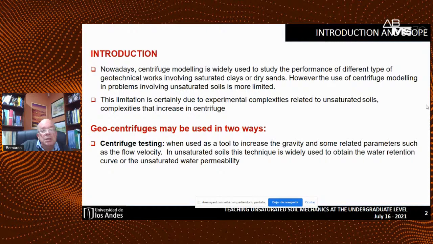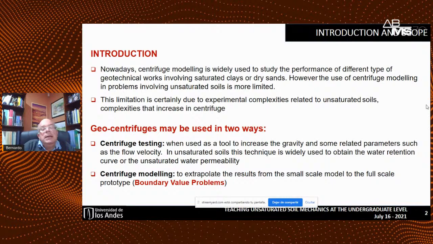And the second possibility is to perform centrifuge modeling. And centrifuge modeling is very interesting because it permits to extrapolate the results of small-scale models to a full-scale prototype, and is strongly linked to boundary value problems. So I will focus this presentation on the use of centrifuge modeling. It means boundary value problems, but at the undergrad level.